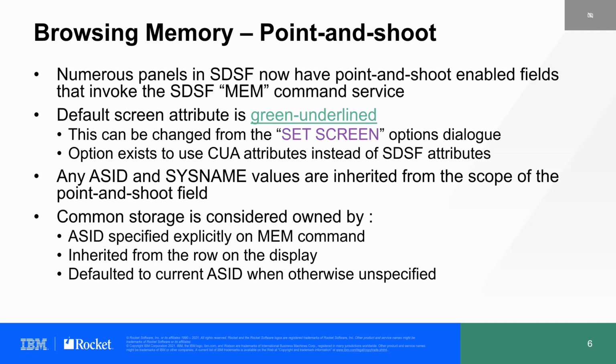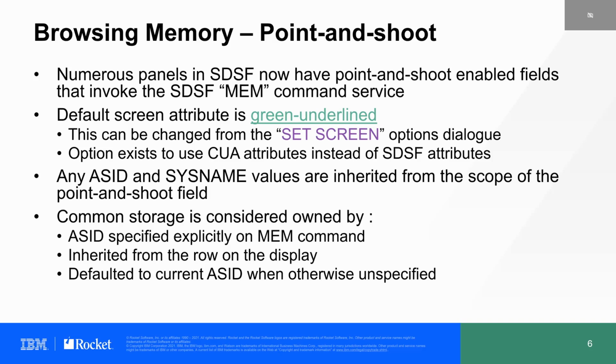Generally, if you're browsing common storage and you've specified an ASID on the mem command, the storage is considered owned by that ASID for the purposes of security. Or it is inherited from, as we said before, the ASID and the sysname on the row. And it is defaulted to the current ASID when otherwise unspecified. So if I just typed a mem command and some address ended up in common storage, that would just inherit the ownership of my ASID.